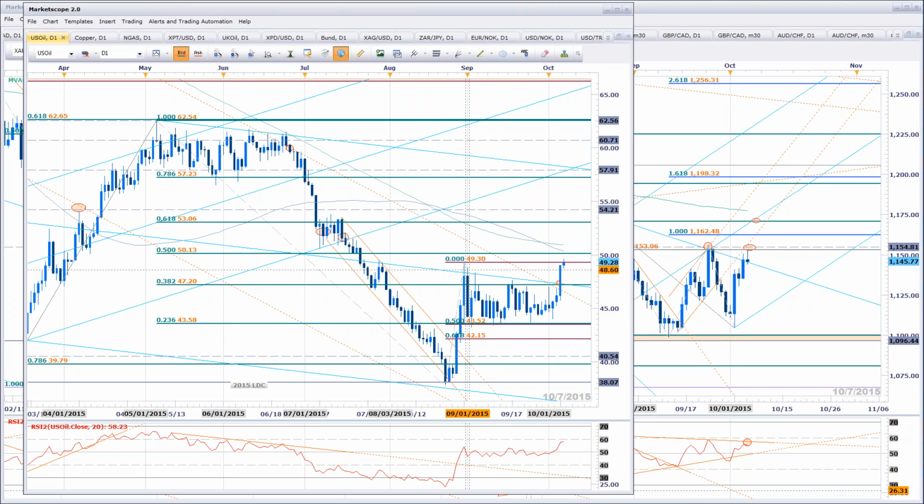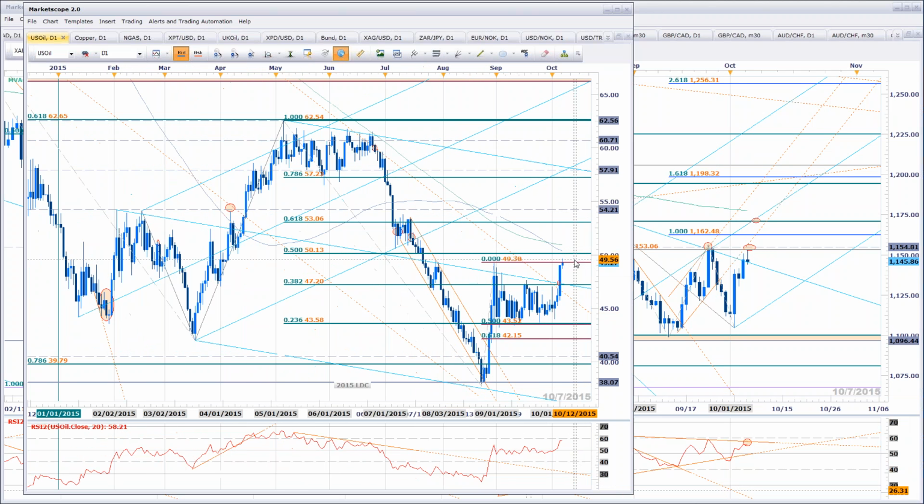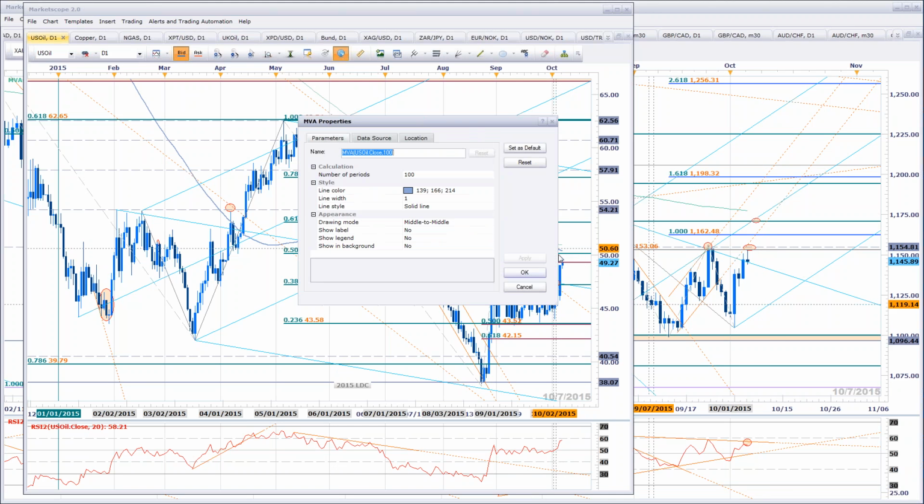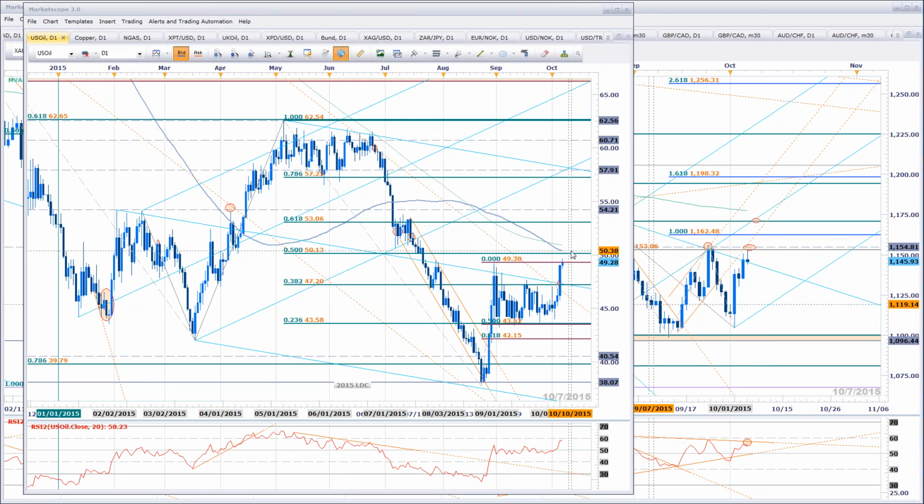49.30 is the high from August. Next objective move is 50.13. That's a 50% retracement of the entire 2015 trading range. And it's backed closely by the 100-day moving average. That comes in at 50.38. All right, so beautiful move and finally clearing the way here for crude.